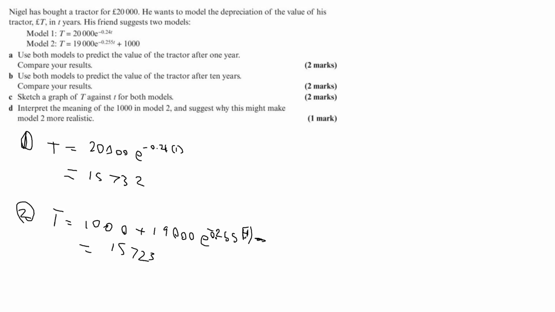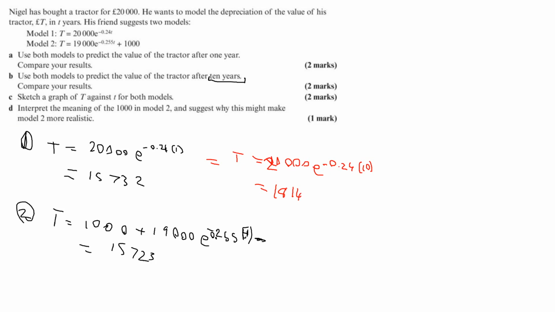Now, using both models, what is the value of the tractor going to be after 10 years? Well, after 10 years, all we're going to do this time is not sub in 1, we're going to sub in 10. So it's going to be 20,000. Again, cursor not working, really sorry about that if my values look like they've been drawn by an NPC, that's why.